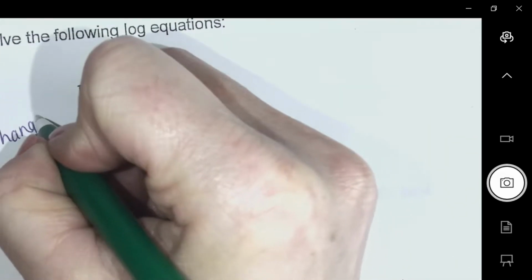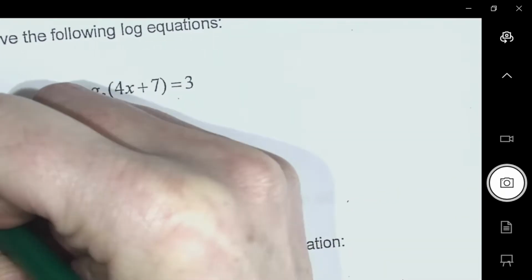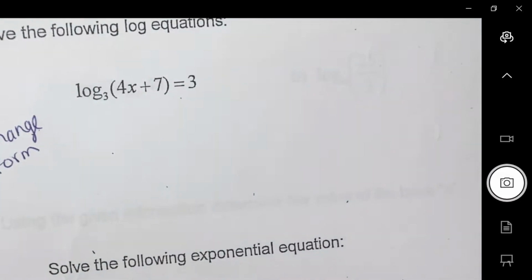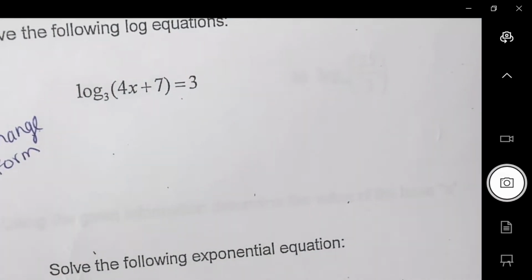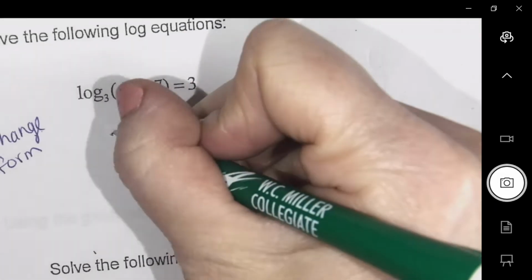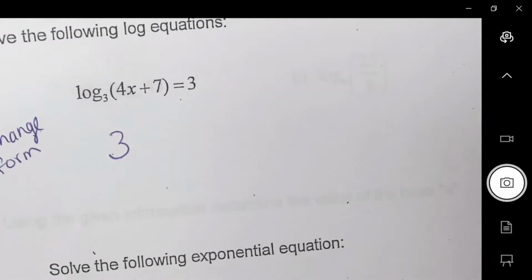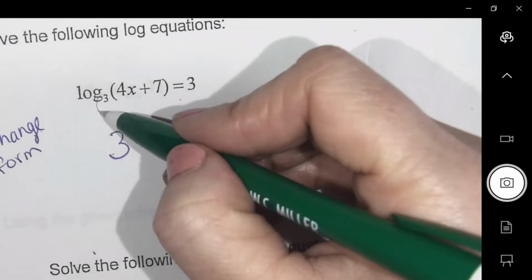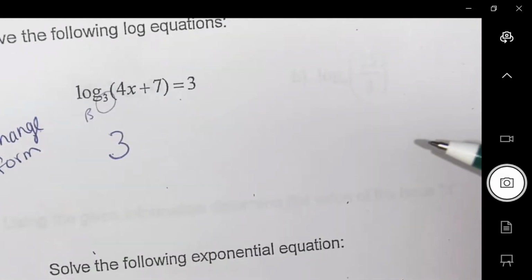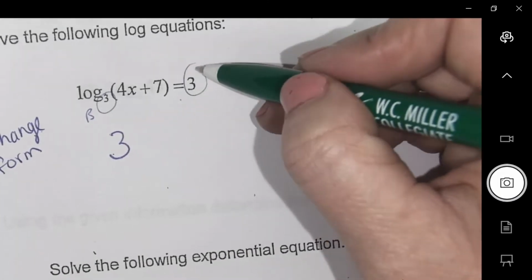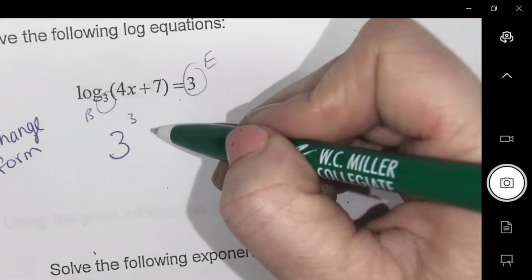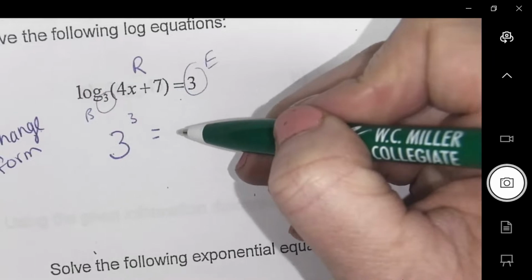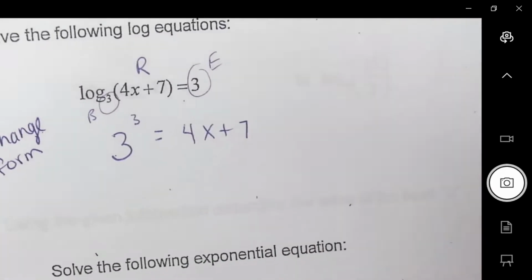Yeah, that's my strategy. Change the form. Okay, so change the form for me. If I'm in log, I'm going to go to exponential. So what's the base? 3. To the? We got that. Base 3 to the 3 equals that result.